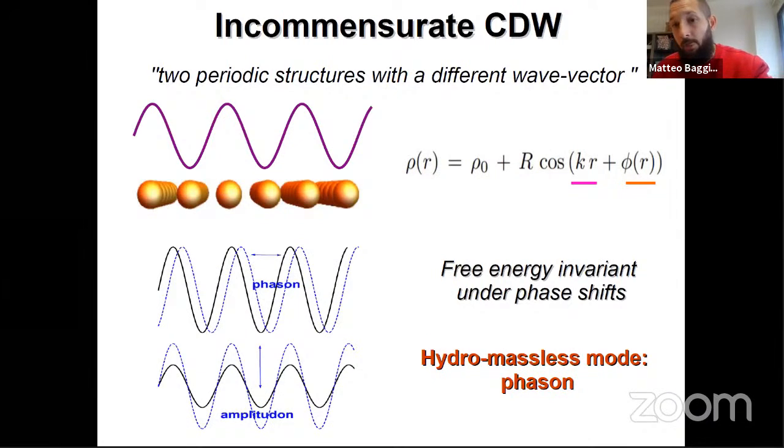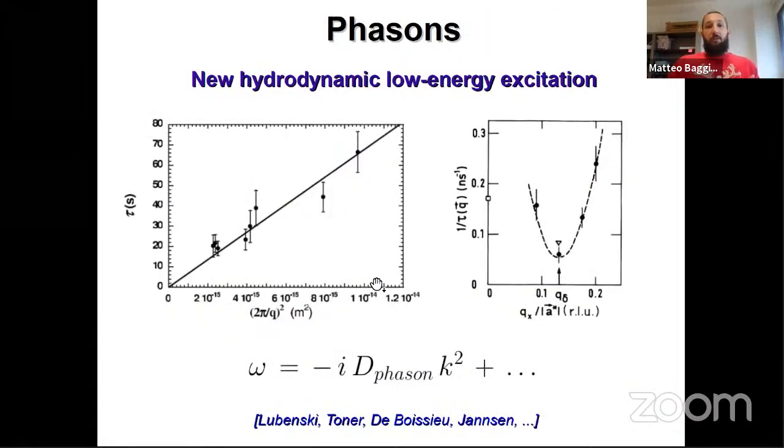And as you know, the Goldstone mode is massless, right? So the phason is massless, it is a hydrodynamic mode, while the amplitude is not. This means that from an effective field theory point of view, the amplitude can be integrated out at low energy, but the phason must be kept. Now, these phasons are real, so you can really measure them. And it's a new hydrodynamic low energy excitation.